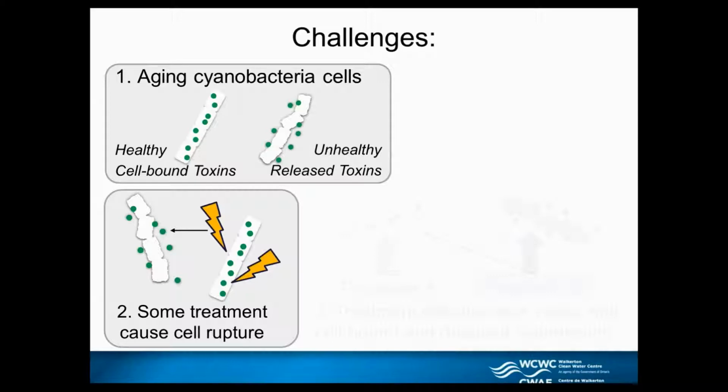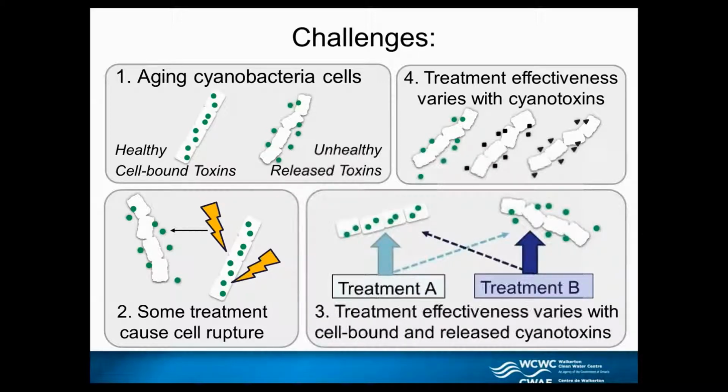And lastly, treatment effectiveness will vary with the different types of cyanotoxins. So we're really just touching on microcystins, but we mentioned anatoxin or cylindrospermopsin, and these may have different effects or susceptibility to treatment processes as well.